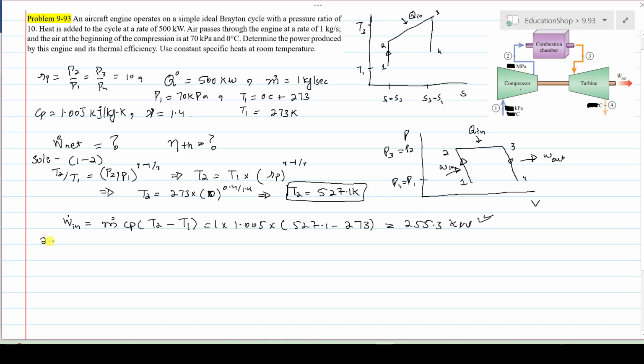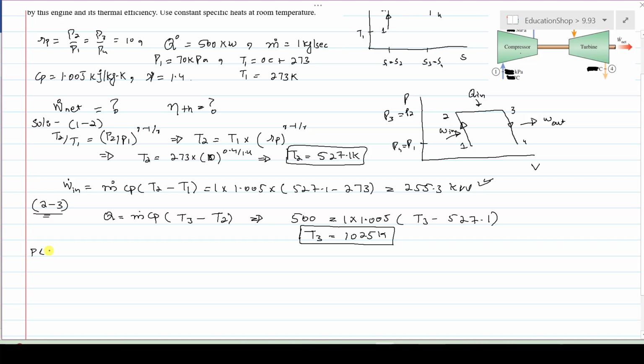Consider the process 2 to 3, at which heat addition takes place. From process 2 to 3 at a constant pressure, with the help of this combustion chamber that works at a constant pressure, the heat supplied is equal to m dot Cp times the change in temperature, T3 minus T2. Put in the values and find T3. After solving these equations, we will get the T3 value, that is 1025 Kelvin.